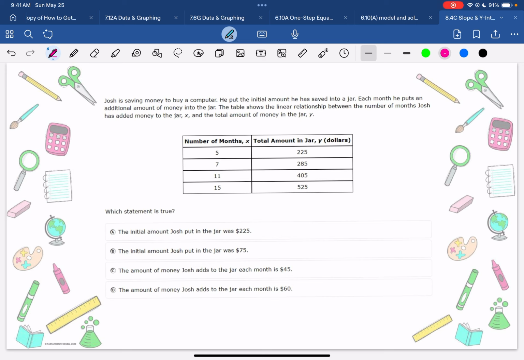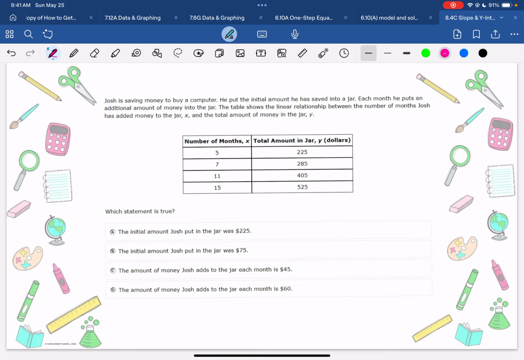Josh is saving money to buy a computer. He put the initial amount he saved into a jar. Each month he puts an additional amount of money into the jar. The table shows the linear relationship between the number of months Josh has added money to the jar, x, and then the total amount of money in the jar, y.